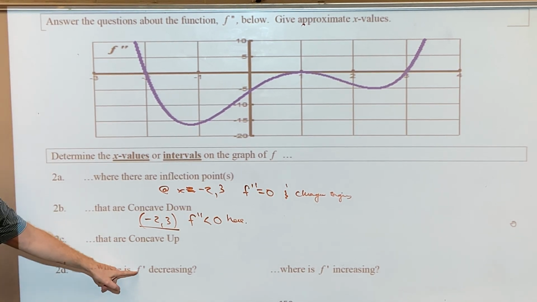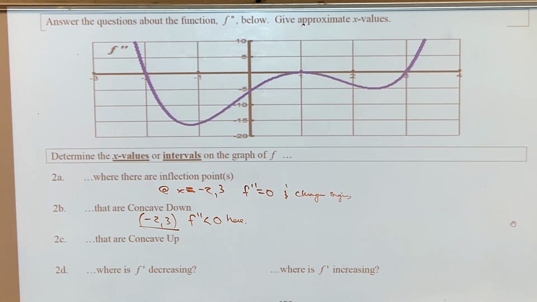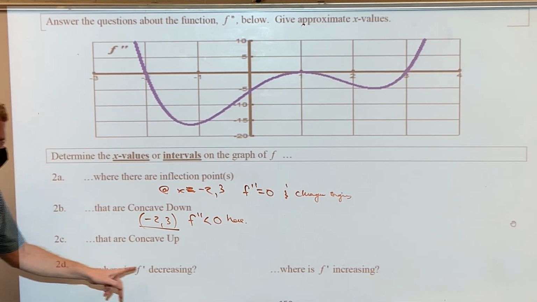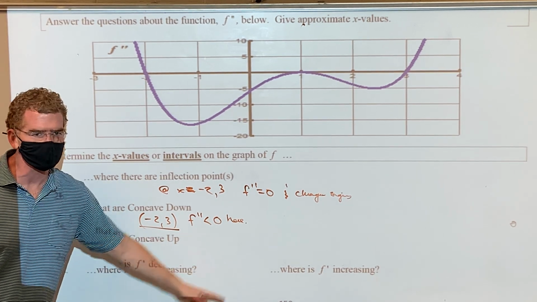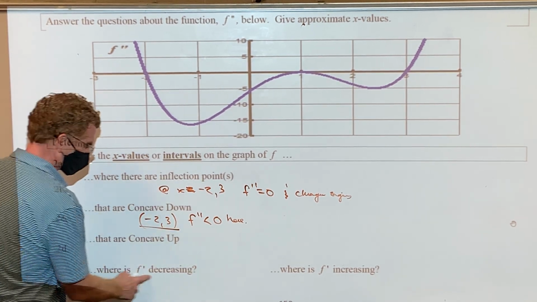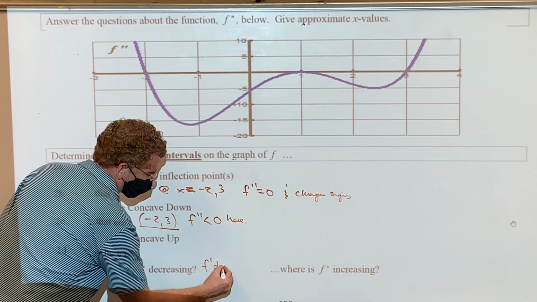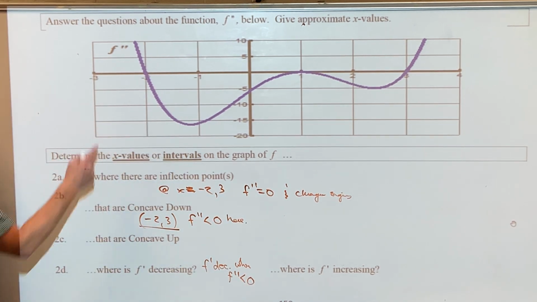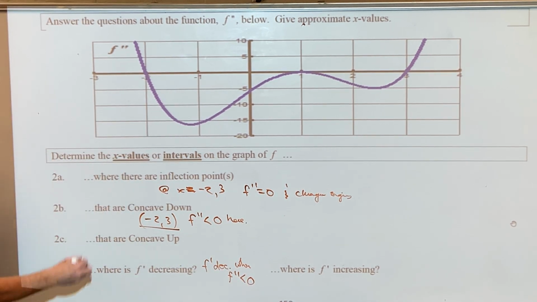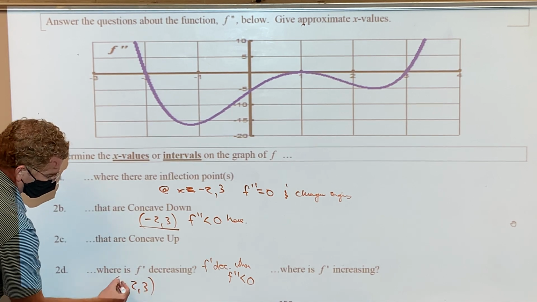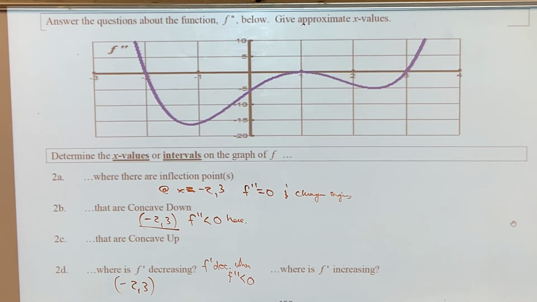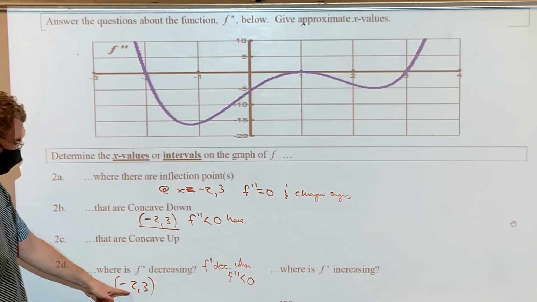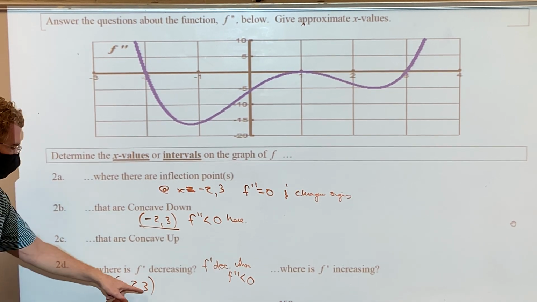Now, where would the derivative decrease? Back to the chart, right? The derivative decreases when the second derivative is negative. So write that. Where is that decreasing? F prime decreases where F double prime is negative. Therefore, -2 to 3. Now again, actually, yeah, that's fine, -2 to 3.